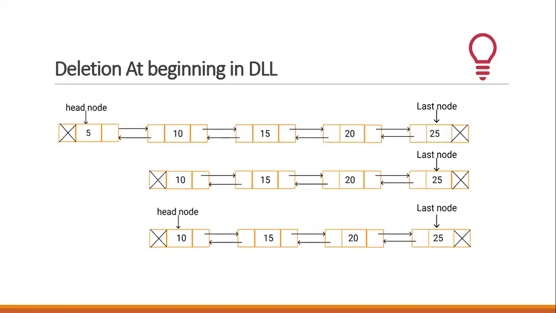Now we talk about how we are going to delete a node at the beginning of a doubly linked list. We see the diagram wherein we have 5, 10, 15, 20, and 25, where 5 is acting as our beginning node and 25 is acting as our last node. We have to delete 5. If you delete 5, our list will have 10, 15, 20, 25, and 10 is definitely going to act as the beginning node.